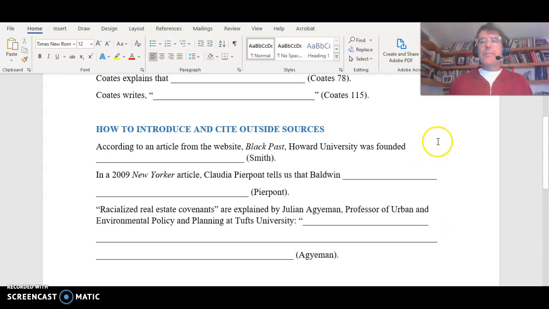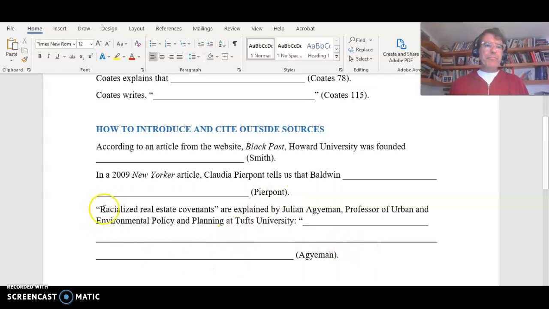So first thing is, you're going to tell your reader what your source is. Always tell your reader where the information is from. Examples. According to an article from the website Black Past, Howard University was founded, blah, blah, blah. And I have the author's last name of that article in parentheses. Next example. In a 2009 New Yorker article, Claudia Pierpont tells us that Baldwin, blah, blah, blah. And then the author's last name in parentheses.